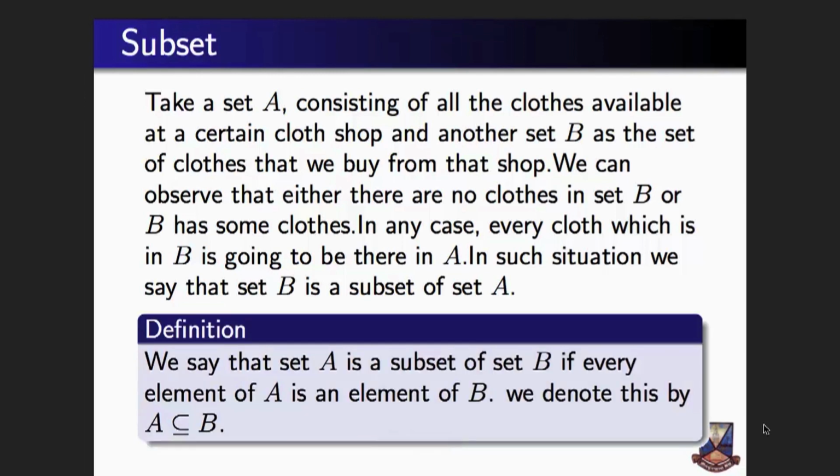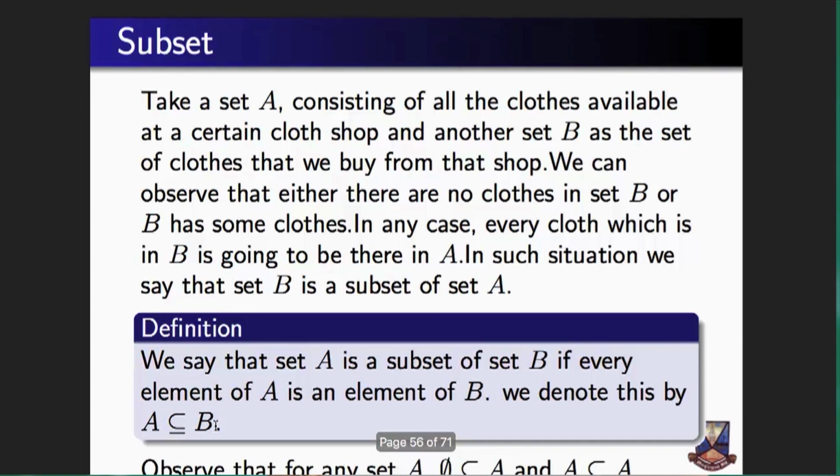Let us look at the formal definition of a subset. We say that a set A is a subset of B if every element of A is an element of B. This we denote by this notation, and we read it as A is a subset of B. Observe that for any set A, the empty set will always be a subset of any set, and every set will be a subset of itself. These are by default to be remembered.